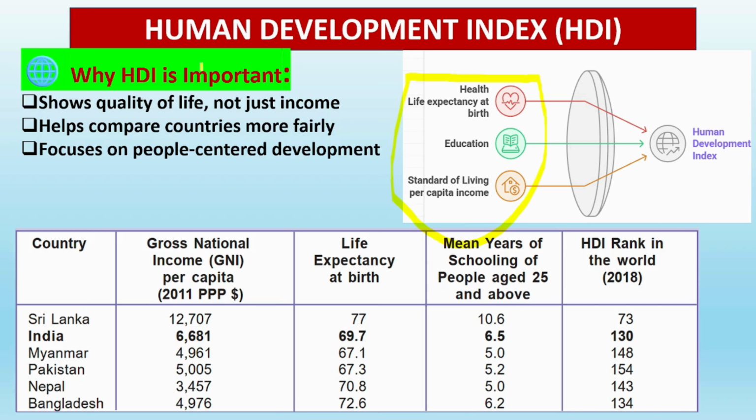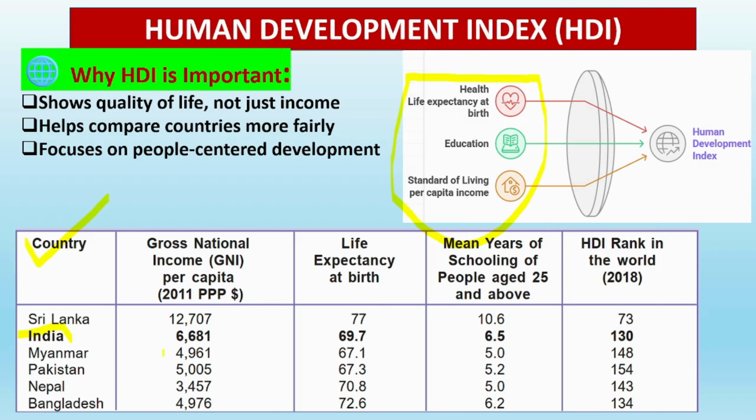Because it shows the quality of life, not just the income. It helps compare the countries more fairly. It focuses on people-centric development. Let's observe this figure. The comparative analysis of Human Development Index with regard to our neighboring countries like Sri Lanka, India, Myanmar, Pakistan, Nepal and Bangladesh. See the case of India.